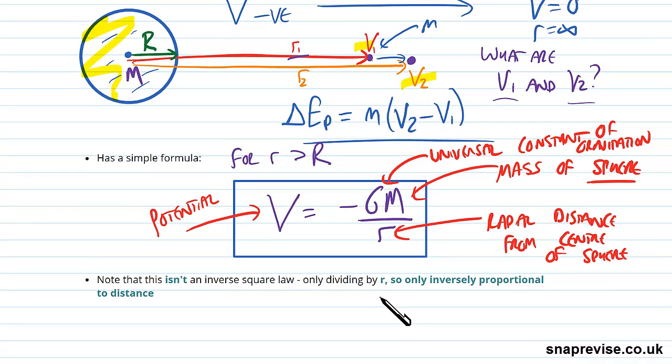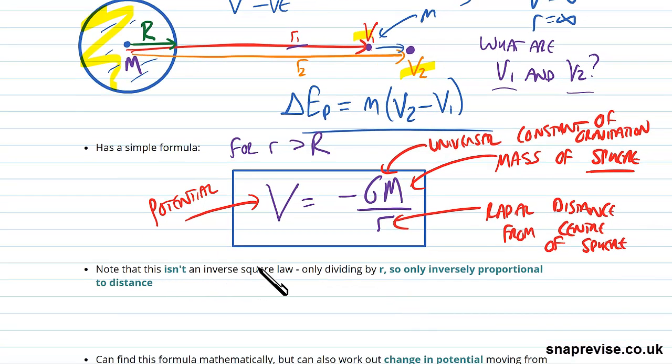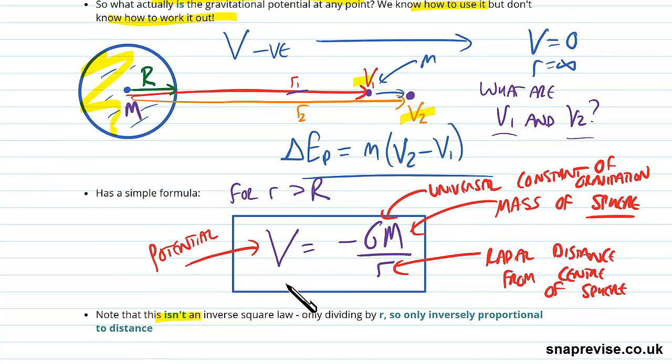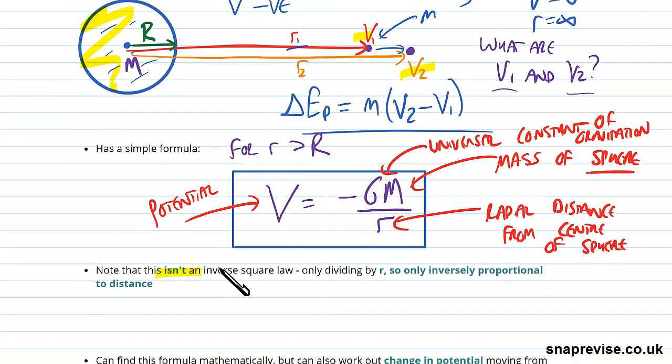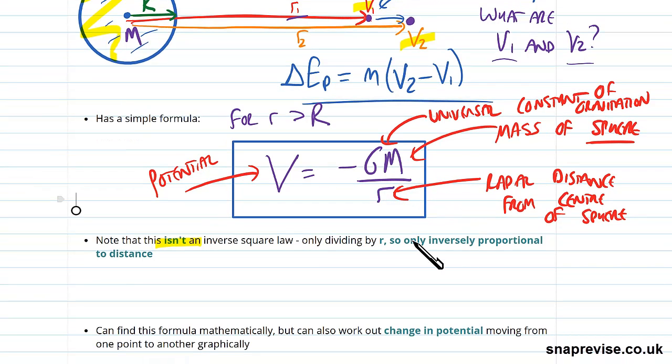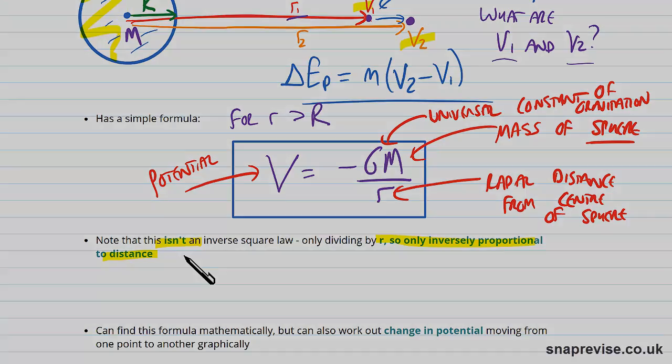So we need to note that this isn't an inverse square law, right? So this is different to the things we've been looking at so far, where we divide by r squared. But that's true for forces and for the field strength, but for the potential, we're just dividing by r. And that's all to do with the fact that the field strength is actually the gradient of this potential. So we're only dividing by r, so we're only inversely proportional to distance here.